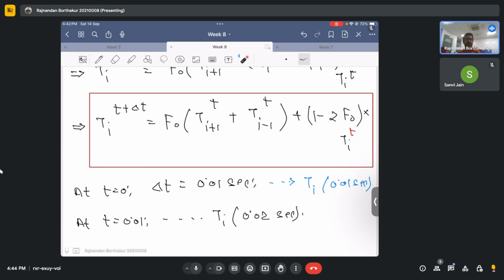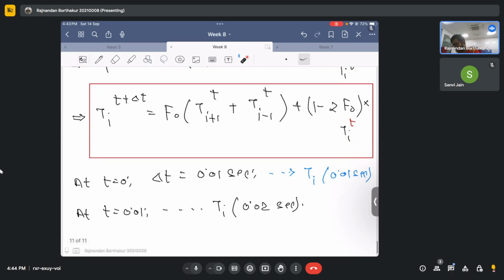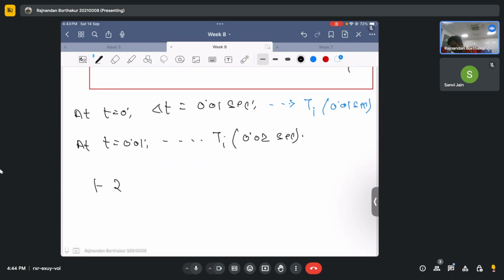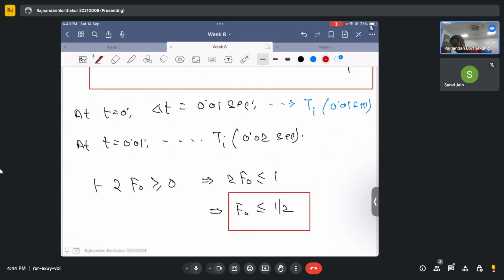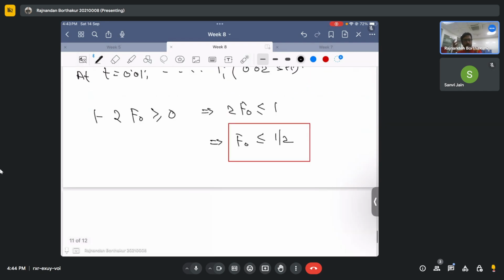But all I want to say is that if you are using the explicit method, there is a certain range of Fourier number for which you can use it. And the range is that your 1 minus 2 times the Fourier number should be greater than or equal to 0, which means your 2 times the Fourier number should be less than or equal to 1, or your Fourier number is less than or equal to half. Okay, so remember, this is true for a 1D scenario.